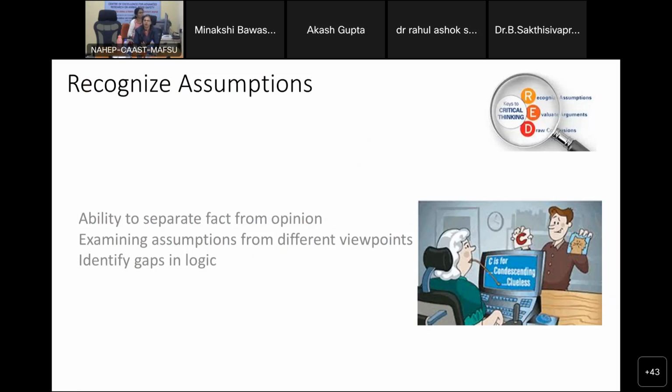It's your ability where you separate. Okay, we have seen so many assumptions we made when we spoke about singing. We spoke about some other cases during the discussion, and what are the different viewpoints that you have, and then identifying gaps in the logic. When you made the list, I questioned you. So logically, was that list good or not? Was that item essential or not? We spoke about that. So we are separating fact from opinion.